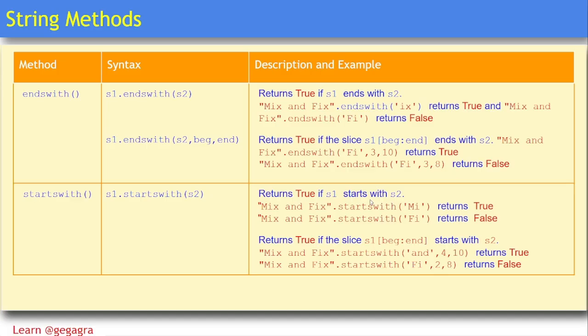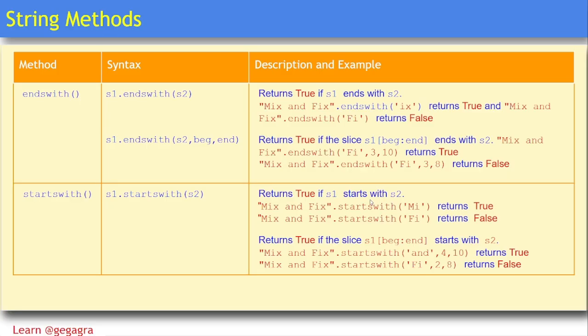If it ends with fi, so see here, 0 1 2 and 3, the third index is this. Third to 10: 3 4 5 6 and 7 8 and 9. See here, it is ending with ix. So this string "mix and fix" is ending with, sorry, fi. Why fi? Because it is below the index, it is to the left of 9, and that is why it will return true.